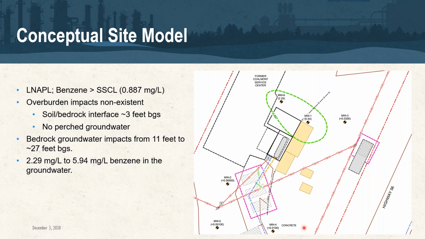And just looking at a conceptual site model initially from the facility here, El-Napple site, benzene above the site-specific cleanup levels, which were specified at 887 ppb. Bedrock impacts were from roughly 11 feet to 27 feet below grade, and the varied concentrations of benzene within the two wells here of 2.29 to 5.94 ppm within groundwater. Next slide, please.